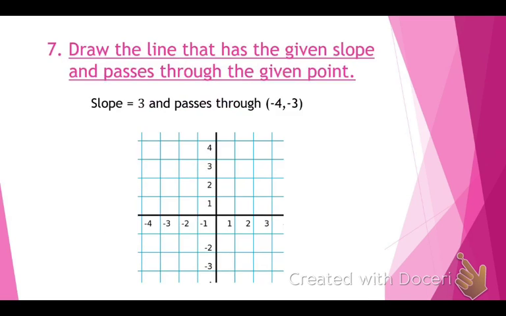This one is asking you to draw the line that has the given slope and passes through the given point.